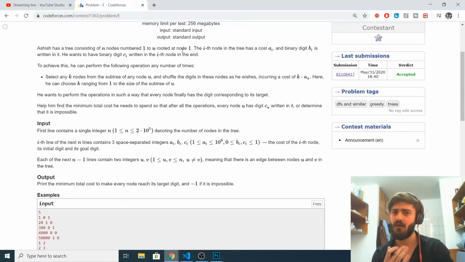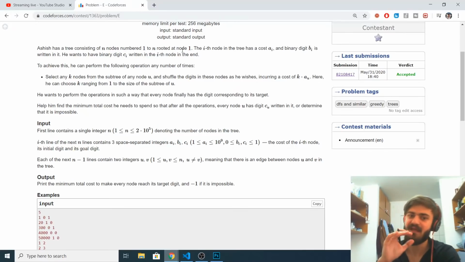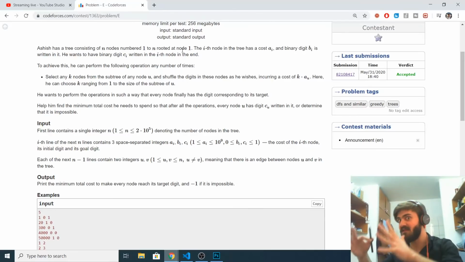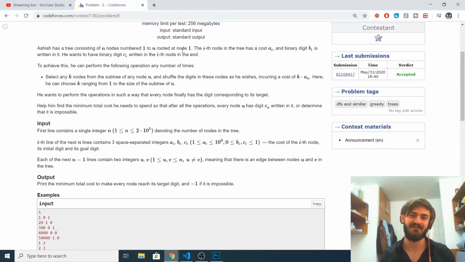And what is one operation? One operation is selecting k nodes from the subtree of any node u and shuffling the digits in these nodes as we wish. And the cost of doing this is k crossed a of u. So each node has a number a, which is the cost of picking that node's subtree. Then we pick k nodes, we shuffle that, and the cost is k crossed a. And yeah, basically that's it. Print the minimum cost to convert the tree into the final target tree, or -1 if it's impossible.